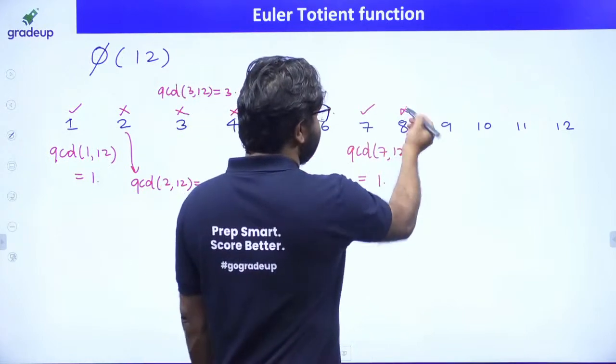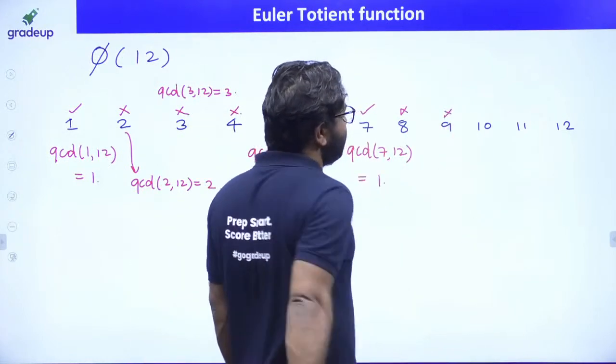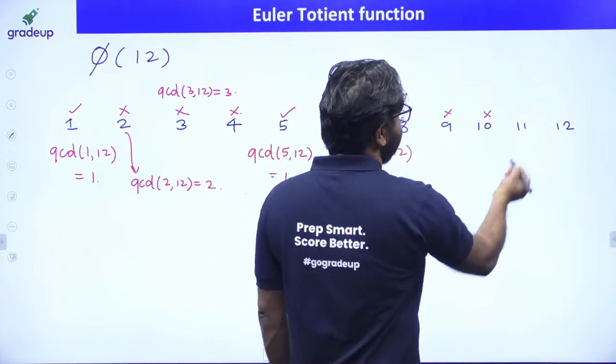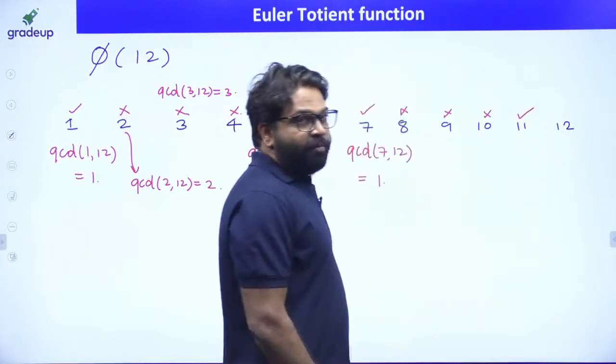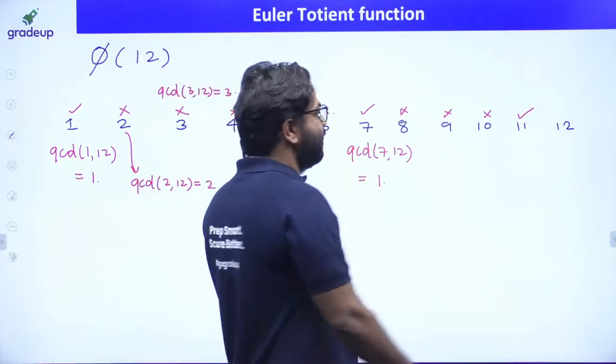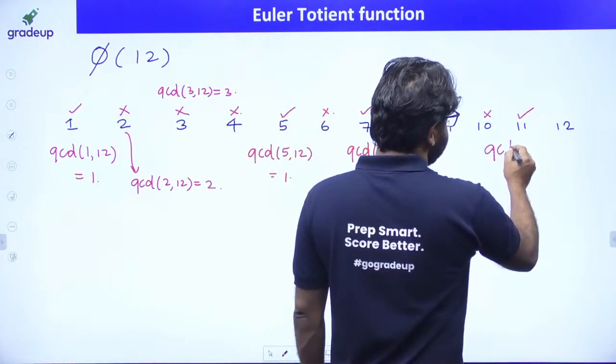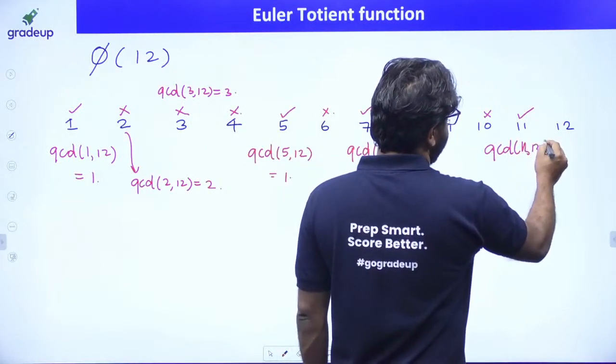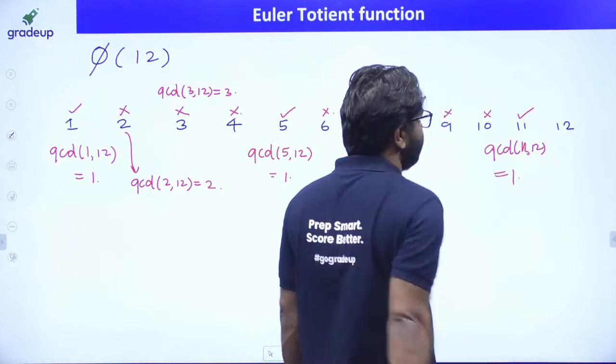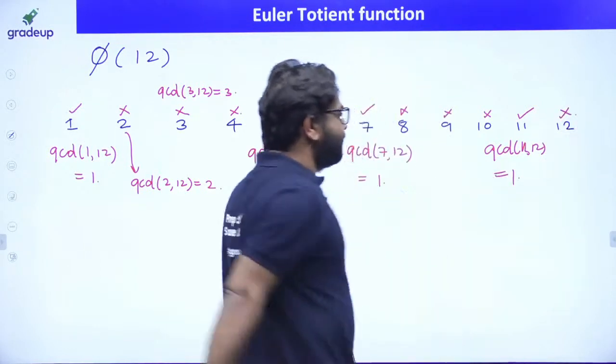Can I say that 8 will come? No, 8 will not come. Can I say that 9 will come? 9 will not come. 10 will come? No. Can I say that 11 will come? Obviously 11 will be coming over here. So now we can say that GCD of 11 comma 12, what you will be getting? You will be getting a 1. What about 12? 12 will not come into that picture.